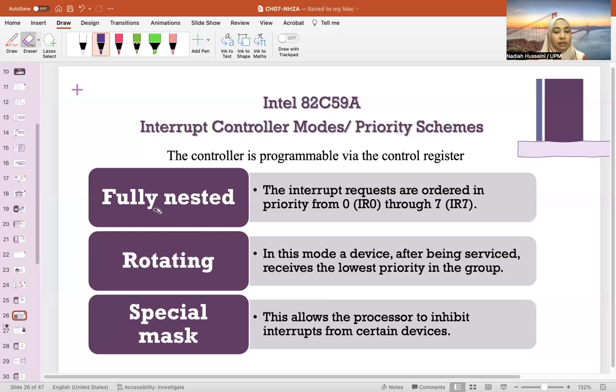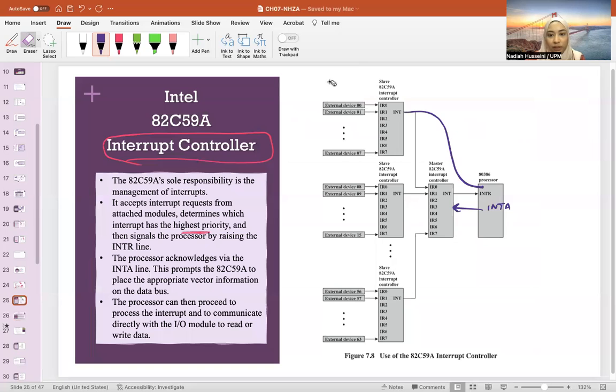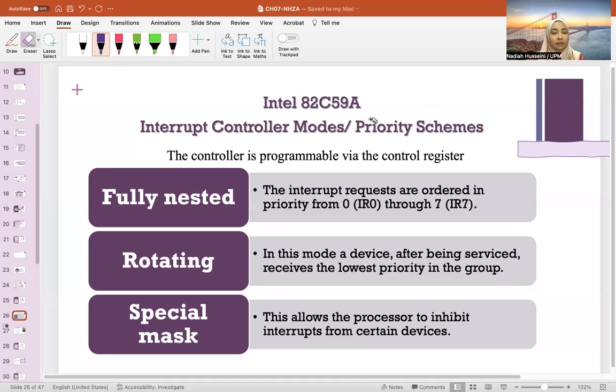So it seems like it's in order, but it's still called fully nested. We don't have sequential here. So fully nested looks like it processes the interrupt in order, based on what we have over here, 0 up until 7. So it processes according to this order. But it's called fully nested. I don't know why it's named like that.